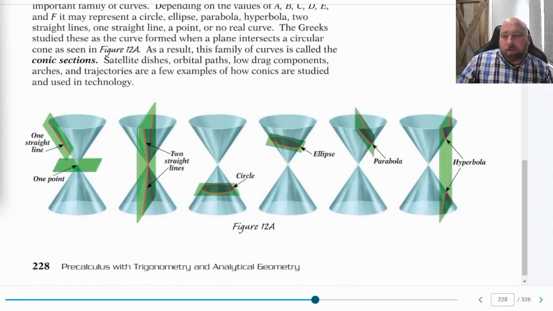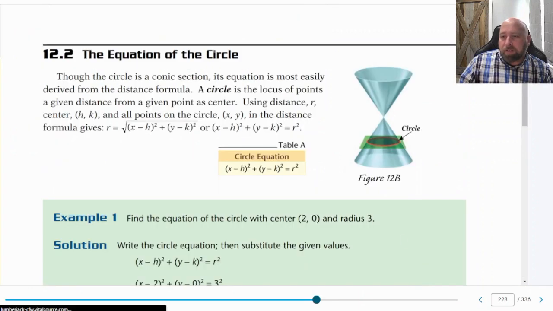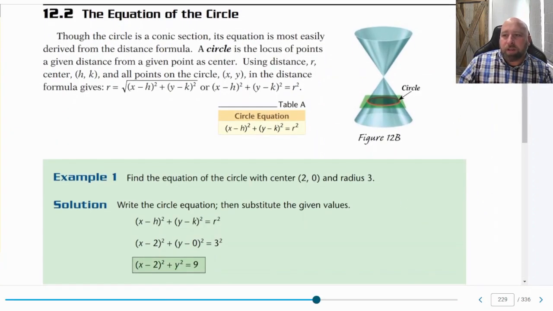So let's switch back over here to the book real quick. You can turn the page and let's jump into chapter 12, lesson 2, the equation of the circle. It says, though the circle is a conic section, its equation is most easily derived from the distance formula. Now, what you'll see is that these two things are going to overlap. When you use the distance formula, it's going to give you a standard form of the circle.